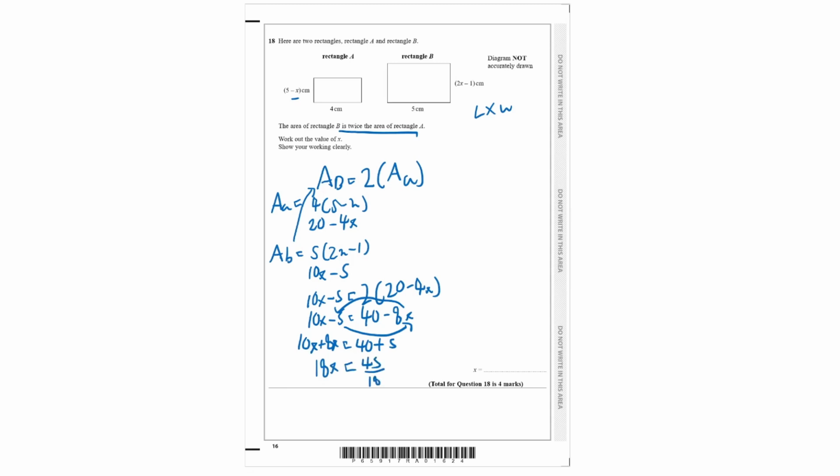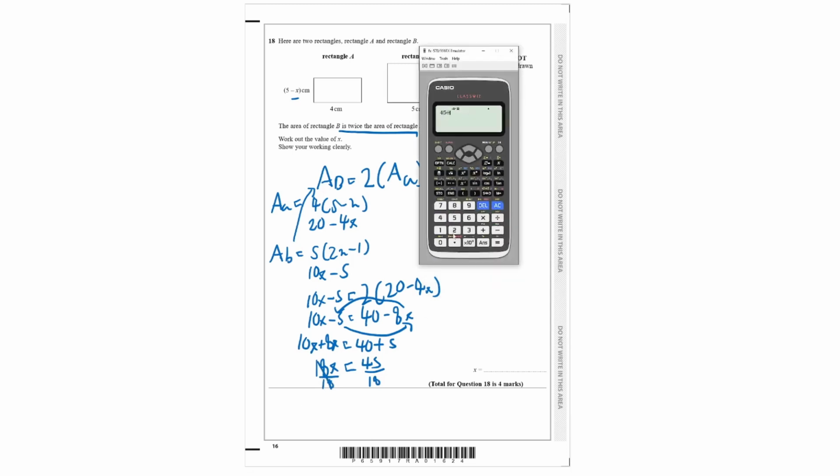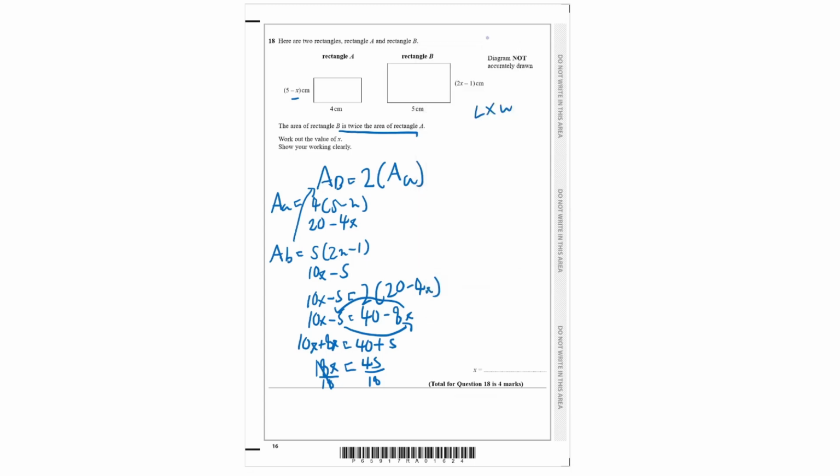We can divide both sides by 18 to cancel out x, and we can use our calculator here. We have 45 divided by 18 gives us 2.5. x is equivalent to 2.5.